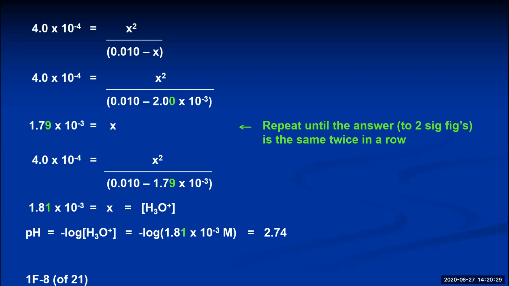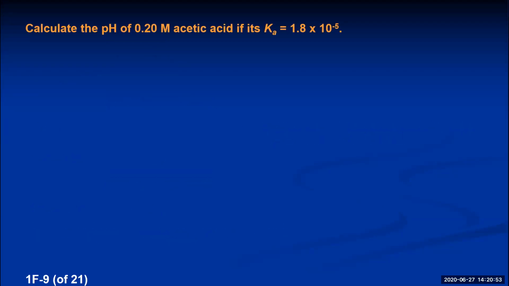This is just a problem where the percentage that x is of the original amount is just a high number. So actually our final answer of 1.8 times 10 to the minus third was 18% of the original value. So don't think that that percentage is going to go all the way down under 5 and that's when you're done. That'll never happen. What you're trying to do is just get the value for x to be the same twice in a row.